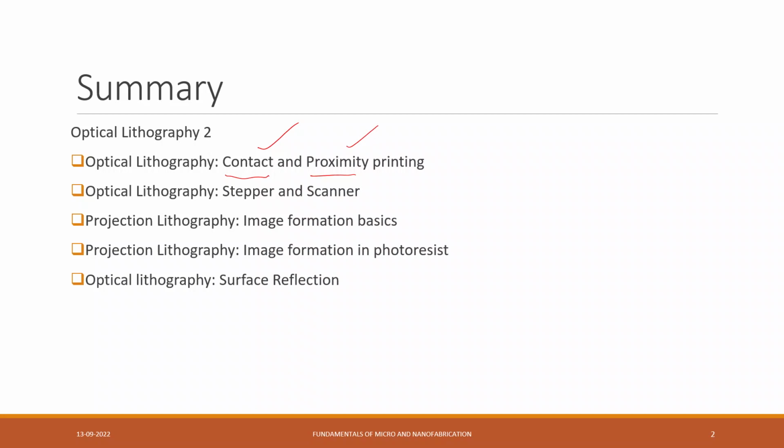Then we have two systems, stepper and scanner, and also the other type, projection lithography, in which we use projection optics for doing optical lithography. The first video of projection lithography was an overview, and the fourth video discusses in detail how the image is formed on the photoresist and what the contrast issues are.